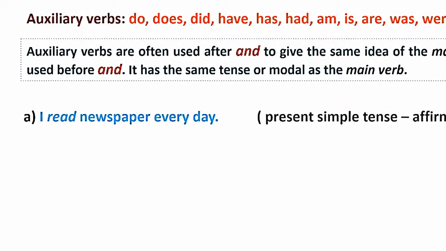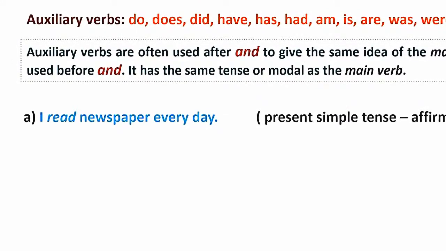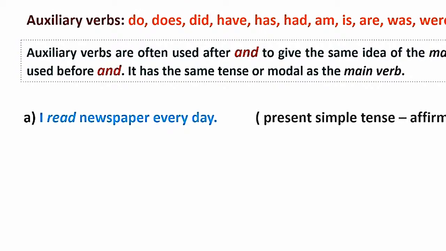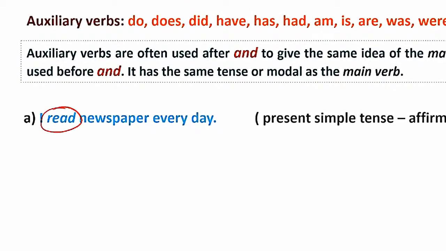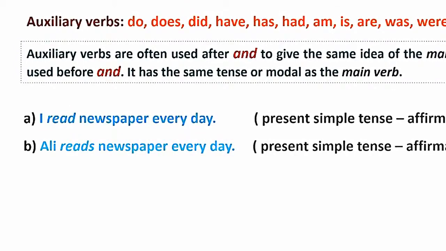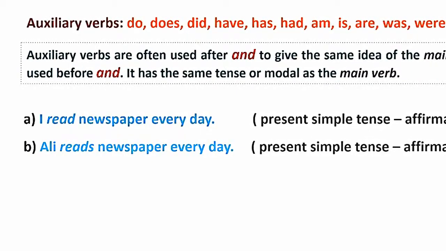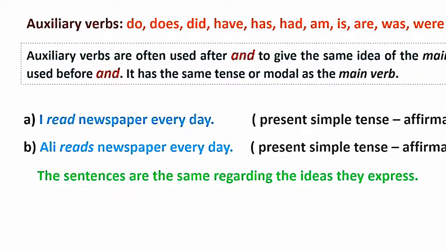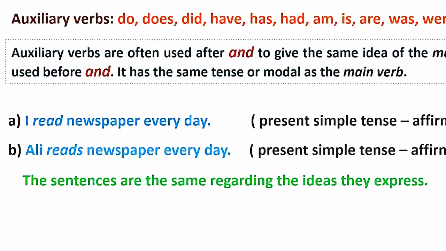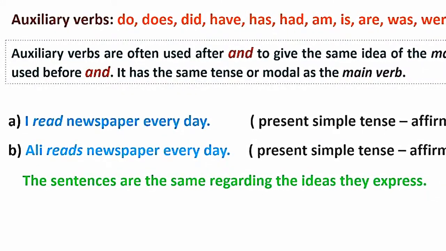Sentence A. I read newspaper every day. This sentence is in the present simple and in the affirmative form. The main verb is read. Sentence B. Ali reads newspaper every day. This sentence is also in the present simple and in the affirmative form. Both these sentences are the same regarding the ideas they express.